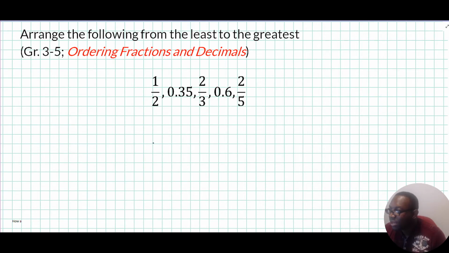So let's go ahead and look at this example here. We're trying to order fractions and decimals. The easiest way to do this is to convert all of them to the same type of number, and so you can either choose to convert all of them to decimals or all of them to fractions. Whichever way you prefer, that's fine. I like to always convert them to fractions. It's a lot easier to work with, in my opinion. So let's go ahead and convert the decimals to fractions.